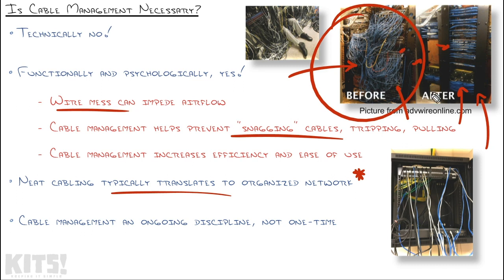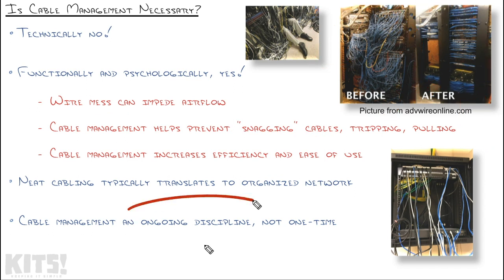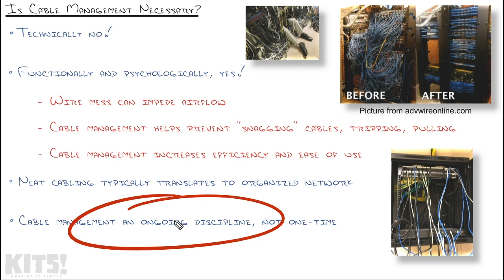I've unknowingly ripped network cards out of servers because I couldn't see that the network card was plugged in through the cable mesh and I was trying to slide the server out. So overall, cable management will increase your efficiency and ease of use when you're doing maintenance or performing tasks on the devices in the rack. And can I emphasize that this is an ongoing discipline? This isn't a one-time thing.